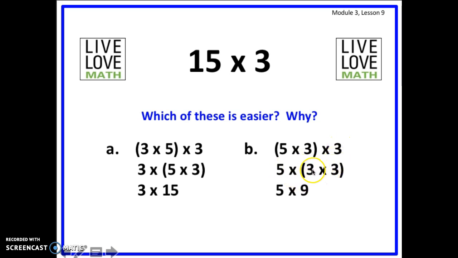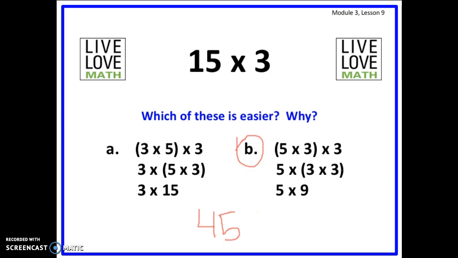Let's look at this one. 3 times 3. Oh, I know 3 times 3 equals 9. And then 9 times 5 is 45. That was easier. Now I know the answer to 15 times 3 is 45. And I knew that because I was able to move the parentheses around to friendlier numbers. Because when we have the same operation throughout the problem, we can move the parentheses where we want. So choice B was definitely easier.